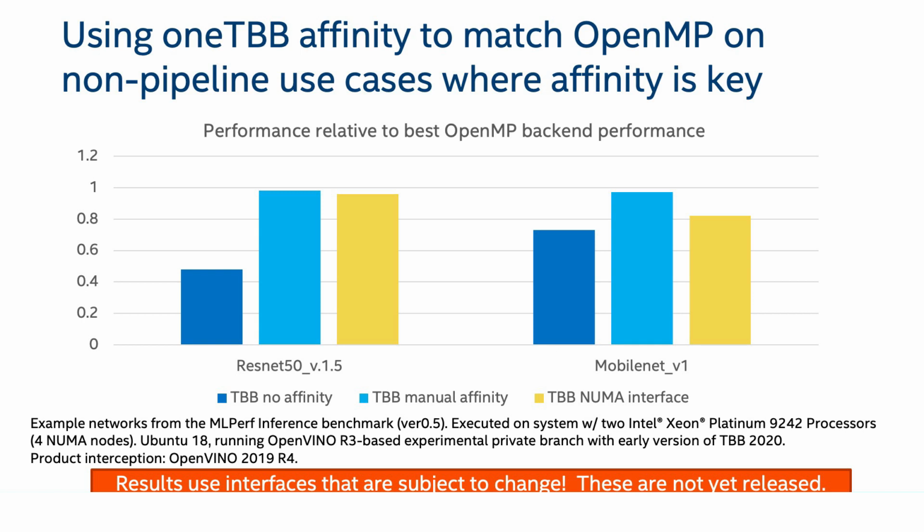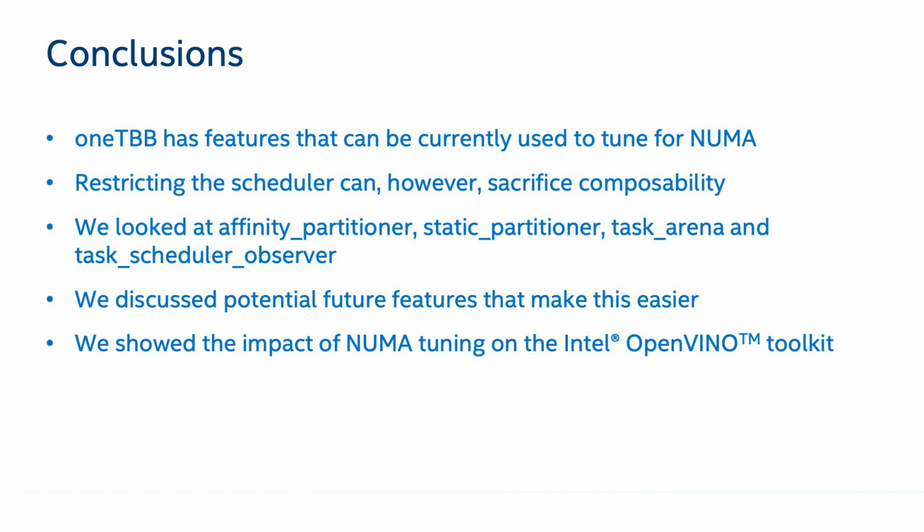And so, using the manual interfaces provided by TBB, those task arenas, the task scheduler observers, they could get very close to OpenMP performance. But it's a lot of manual tuning, or at least verbose code. Using the simplified interface, they also got much closer to OpenMP performance. So that's that new interface that I was showing earlier. So in conclusion, TBB, which was part of oneAPI, we're calling it now oneTBB. oneTBB, the Intel version of TBB, has features that can currently be used to tune for NUMA.